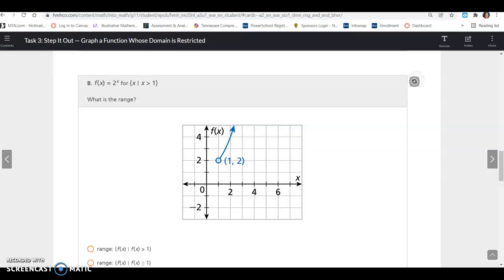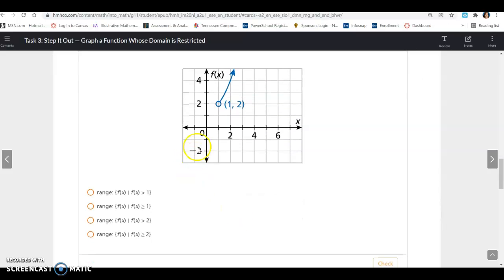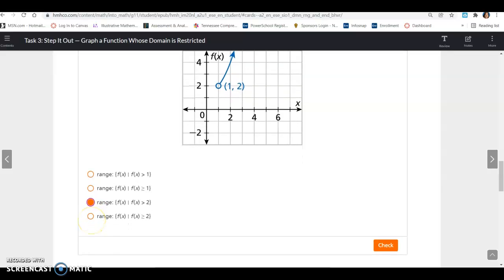Oh, sorry, I'm looking at the wrong one. The range is your y value. So the x is 1, that's my domain. The y is 2. 2 is not included. Sorry about that.